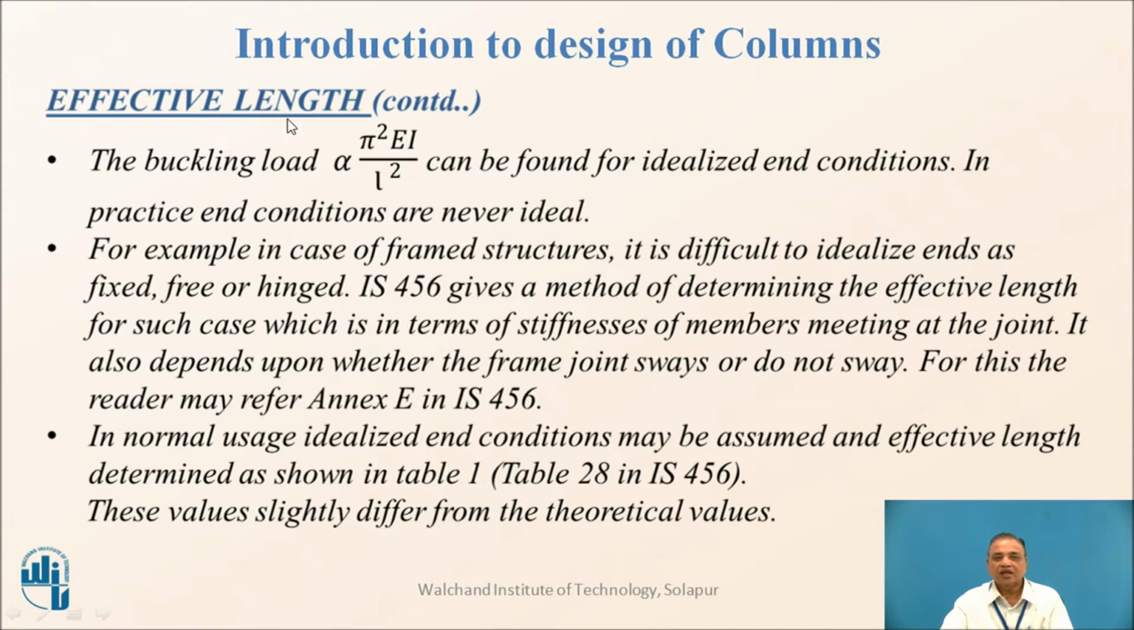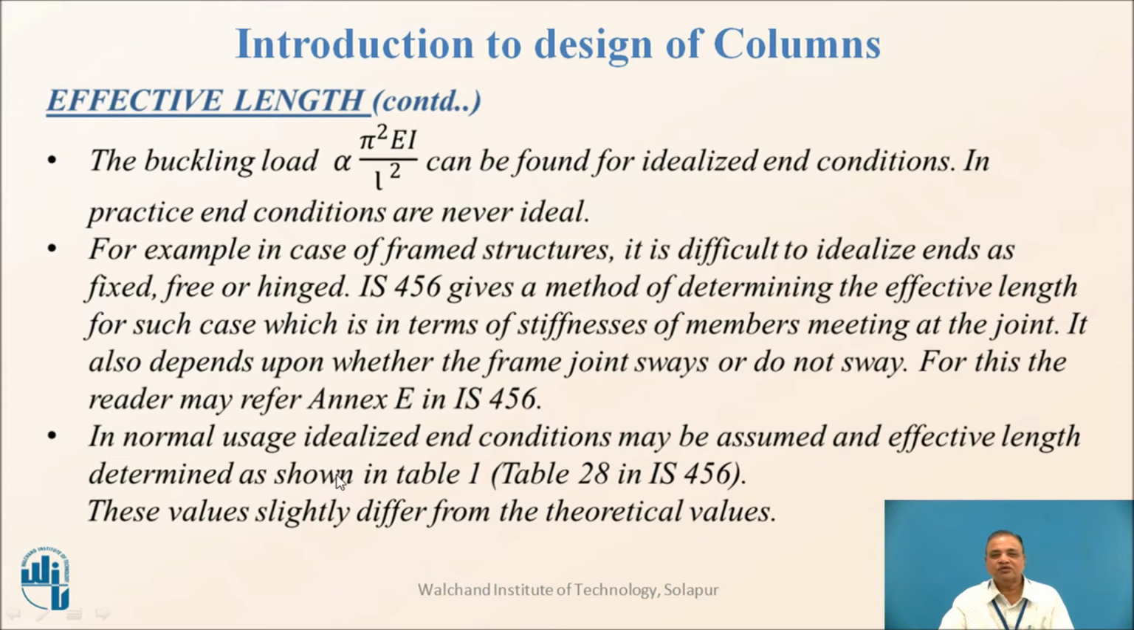The buckling load alpha pi square E I upon L square can be found for idealized end conditions. In practice, the end conditions are never idealized, they are a bit different. For example, in a framed structure, it is difficult to idealize the end as fixed, free or hinged. Therefore IS 456 gives us, in Annexure E, the theoretical values of effective length to be taken for different end conditions, and the recommended values to be taken. We should take the recommended values.